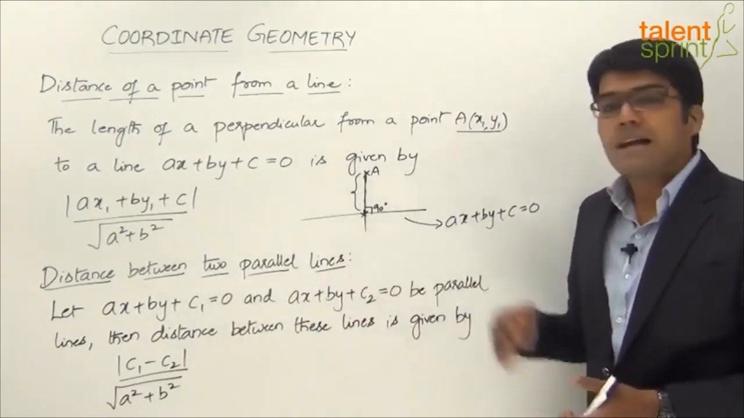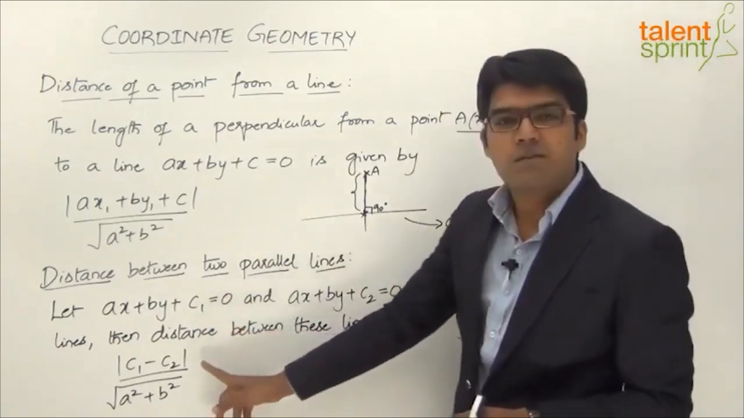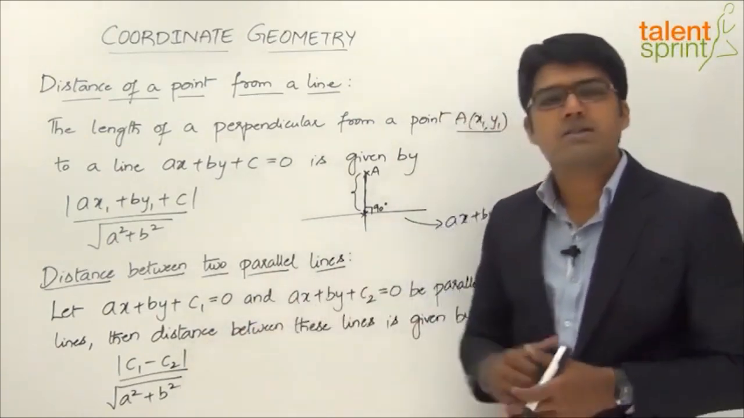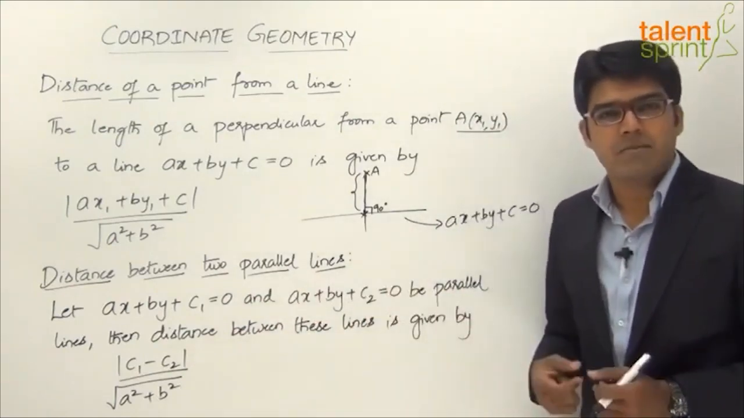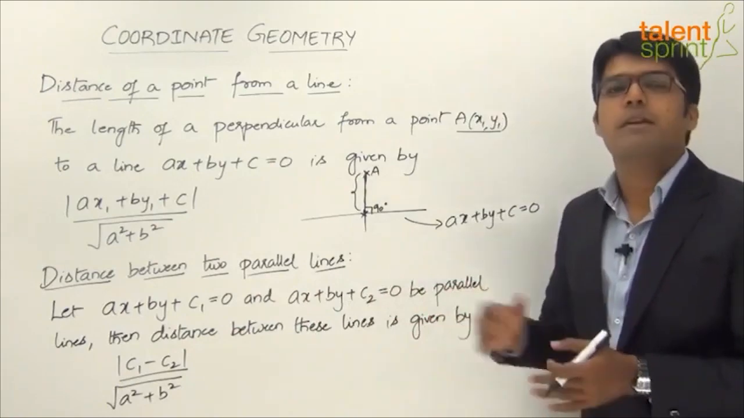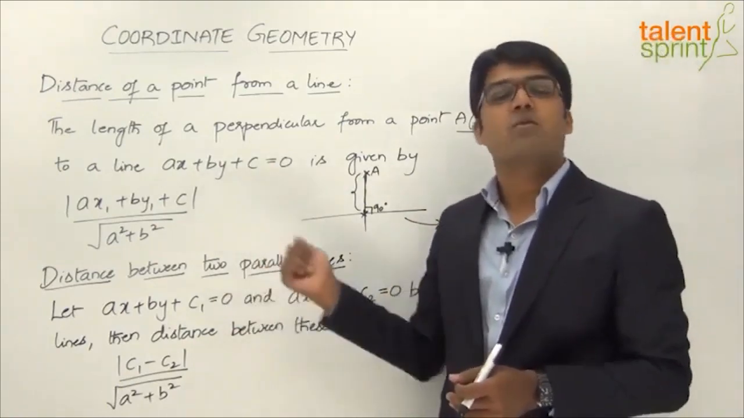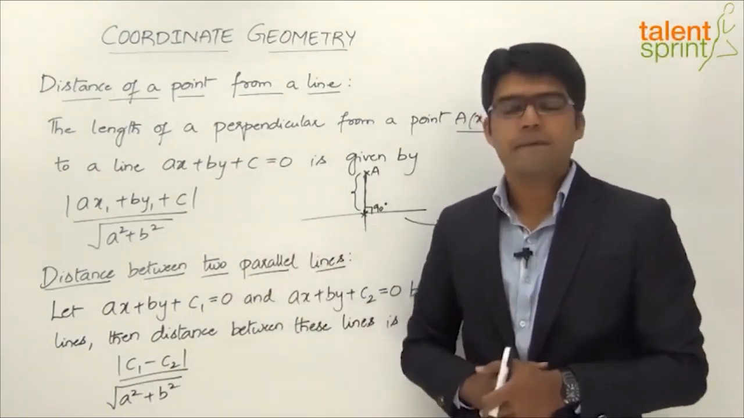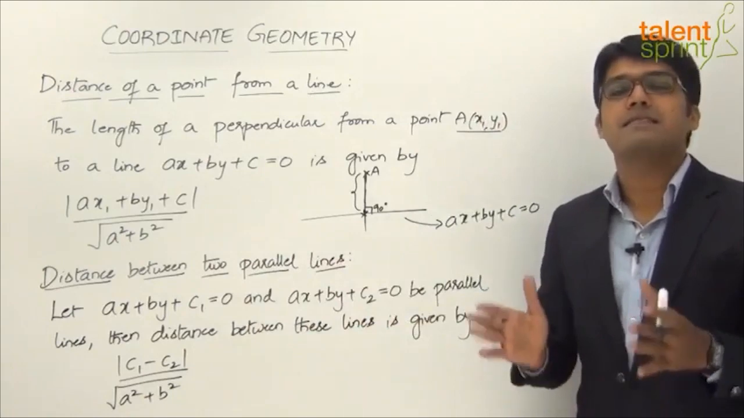Now, when these two lines are parallel, then the distance between these lines is given by modulus of c1 minus c2 divided by root over a square plus b square, right? So c1 and c2 are the constants in both the lines. A and b are the coefficients of x and y in the two lines respectively. So modulus of c1 minus c2 by root over a square plus b square will give us the distance between the two parallel lines.